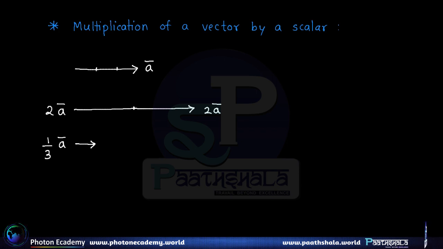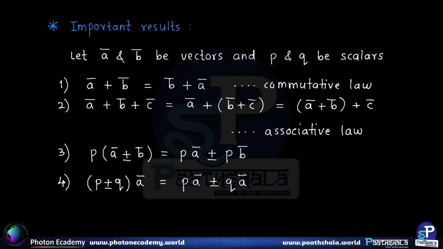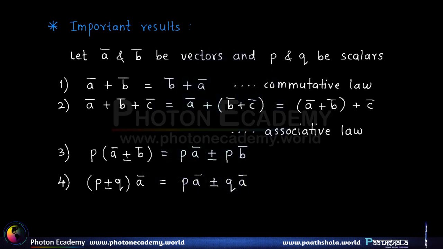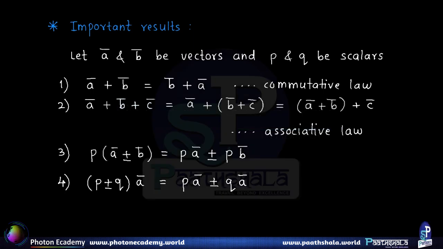Let us go over them one by one. So let a bar and b bar be two vectors and let p and q indicate the scalars. So therefore the first result is a bar plus b bar is equal to b bar plus a bar, which is called as a commutative law. So what it means is, while adding the two vectors, the order of vectors does not matter. So even if you change the order, the final result will be the same.